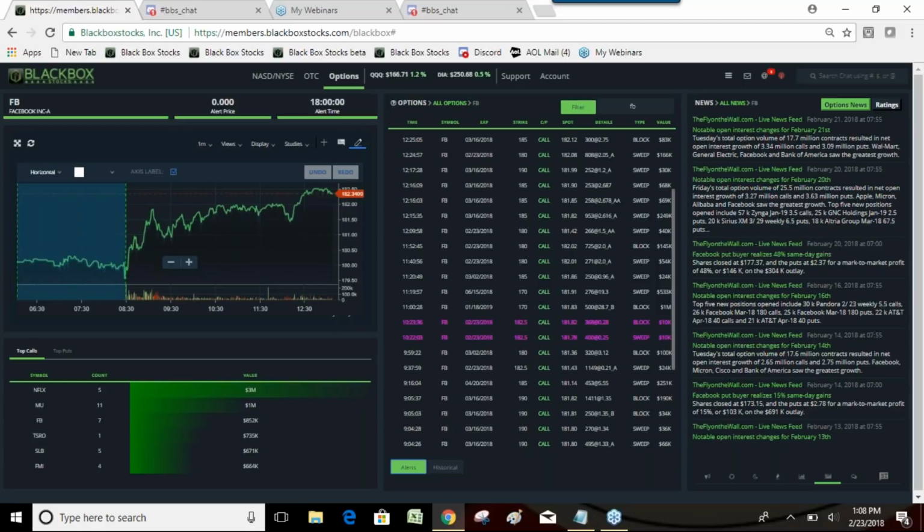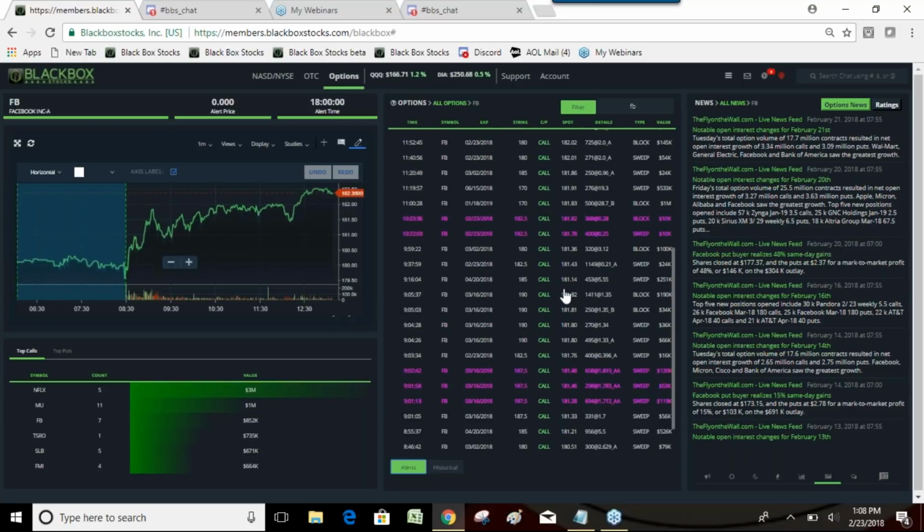They're still coming in above the asks. 185s. This is the ones we followed. Above the ask, above the ask, above the ask. Chart looks good. If the market holds up, we'll probably catch a couple bucks off those.